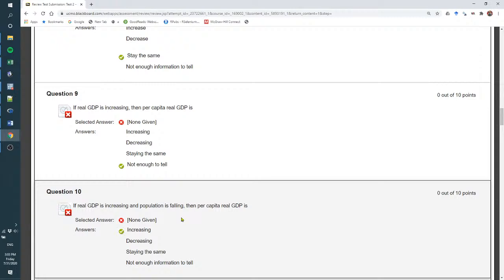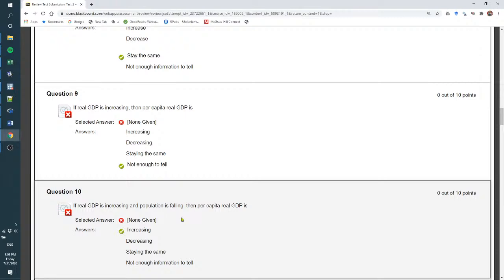Because if real GDP is going up by 1%, but the population has tripled, well, that means everybody is going to be on average worse off. Likewise, if real GDP doubles and the population stays the same, then people are obviously better off. So when we talk about per capita terms, you have to take into account that there are two variables changing. One, the population is going to be changing over time, and two, GDP is going to be changing over time.